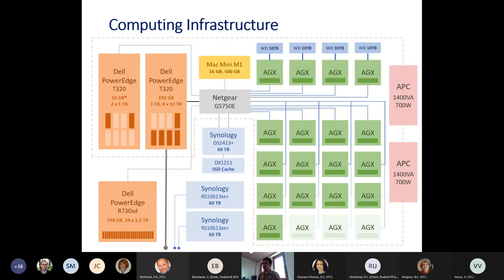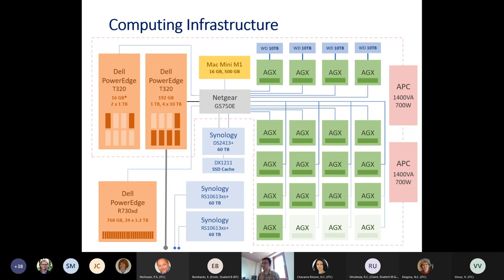How is this infrastructure organized? I wouldn't go into much detail, but basically we have a single entry to the system, which is this connection, which goes to the main server, and then the main server distributes your computation request to the available machines through an internal network.